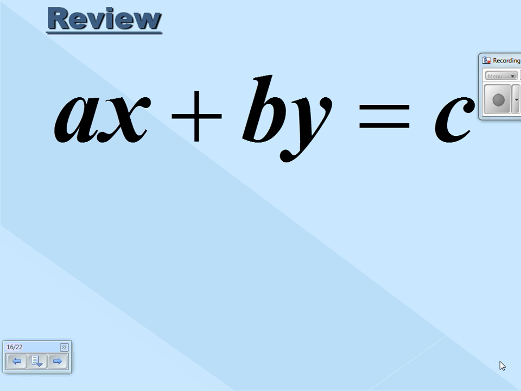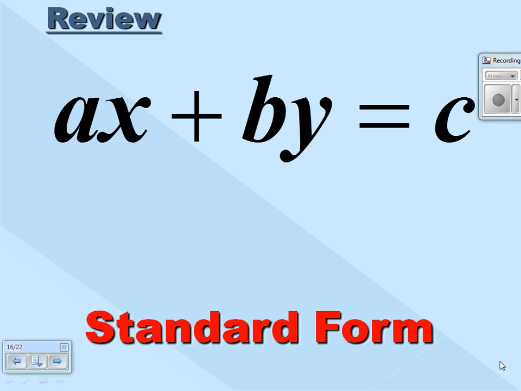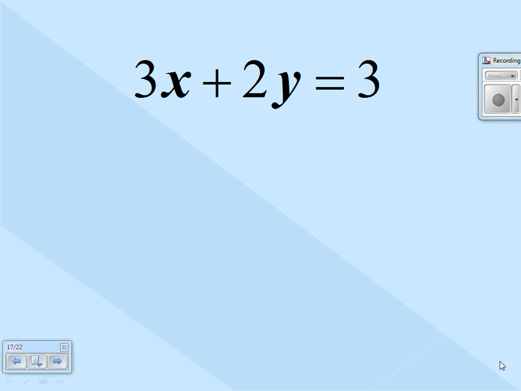Well, you guys should be familiar with this. You guys saw this last year. This is the standard form of a line. AX plus BY equals C. What we usually like to do with a standard form of a line is eventually change it so it looks like the slope-intercept form of the line. So let's look at the next one.